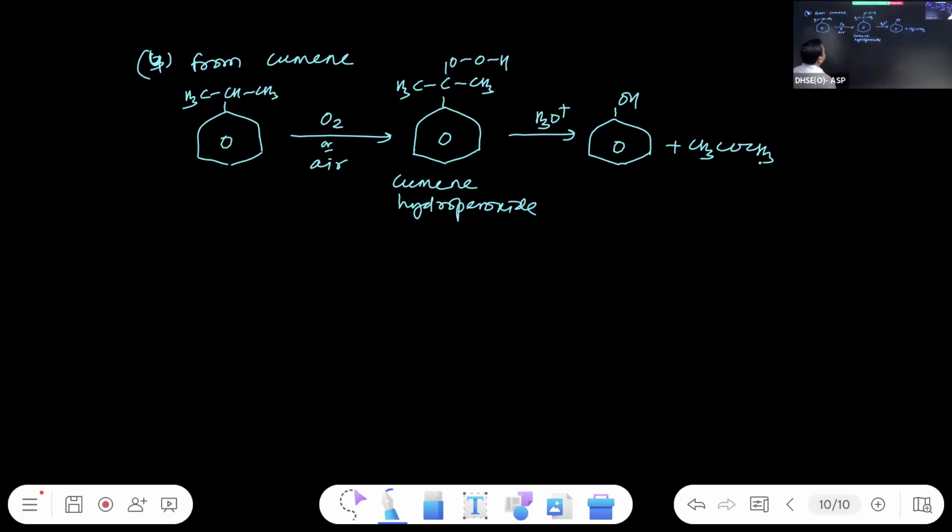Okay. So can you propose the mechanism? This is simply the insertion reaction, oxygen insertion at the tertiary position. But how are phenol and acetone formed from cumene hydroperoxide? Can you write the mechanism? Take 2 minutes and try to write the mechanism. Quick.